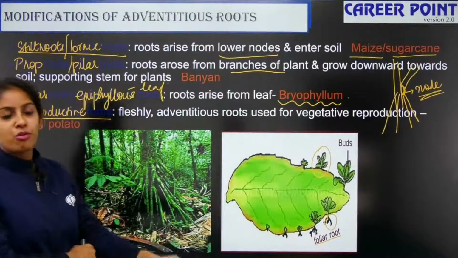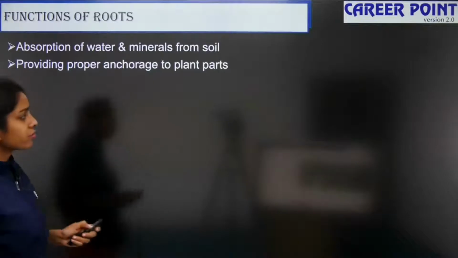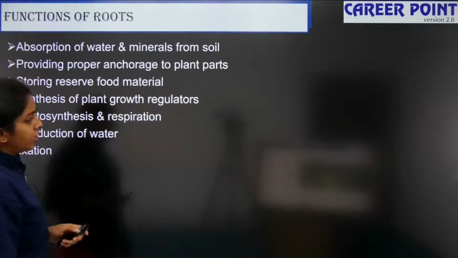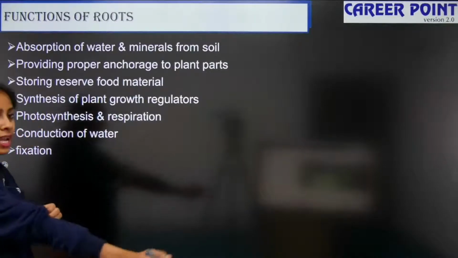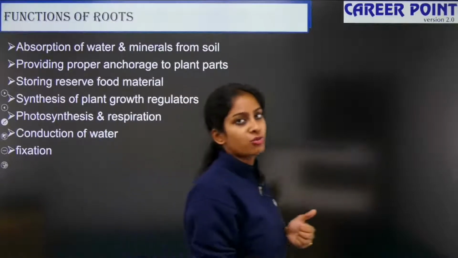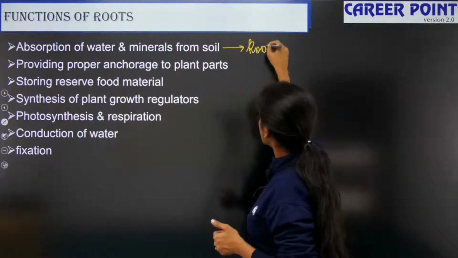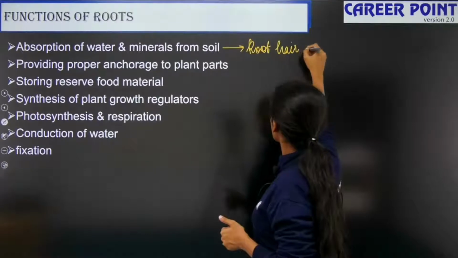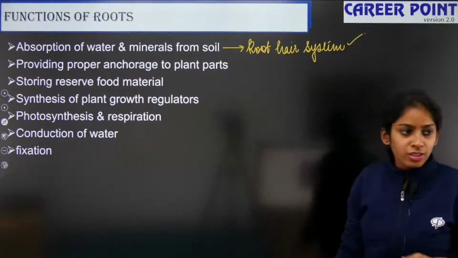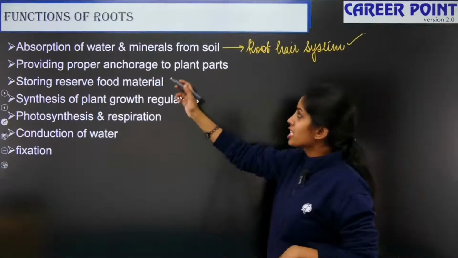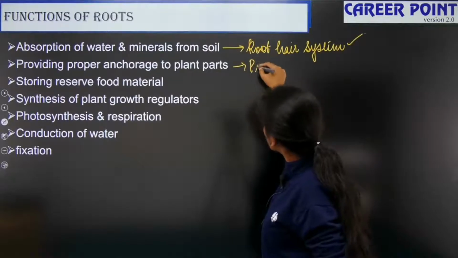Alright, shall we move forward to the functions of the root? From the given modifications, you should know what the functions are. The first function is that it helps in the absorption of water and minerals from the soil because of the root hair system. The second is that it provides proper anchorage to the plant. An example is the pillar roots of the banyan tree.